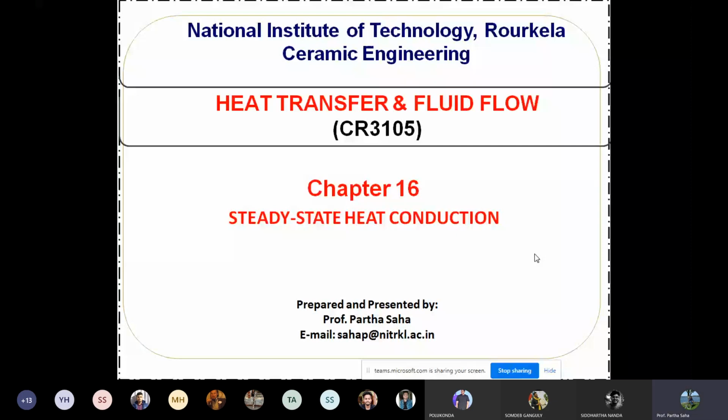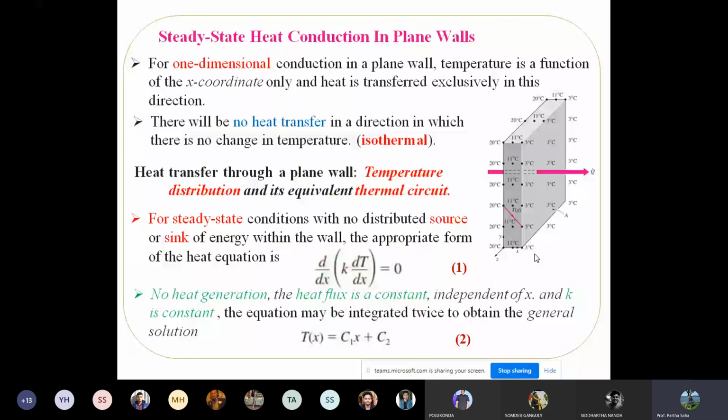I think all of you are aware of Fourier's law. So what happens when there is one-dimensional heat conduction through a plane wall? There must be some temperature gradient, which acts as a driving force for the heat to transmit from one side to another side. Here you can see a small thin wall.